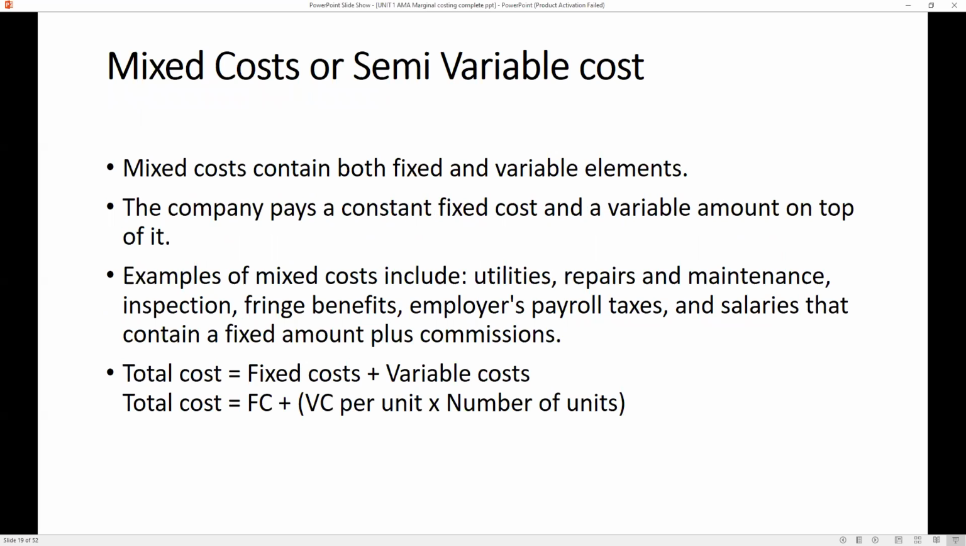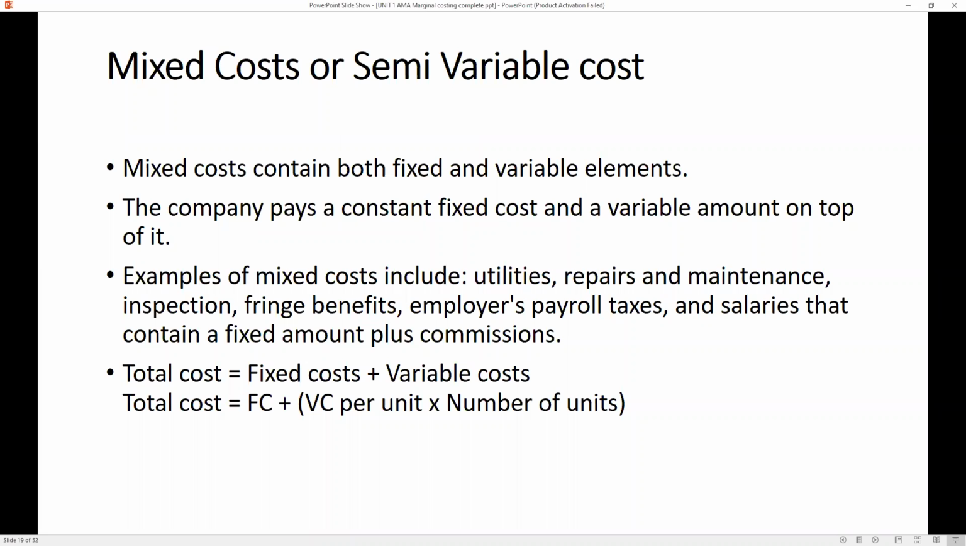Next, mixed cost, or we call it semi-variable cost. So mixed cost contains both fixed and variable elements. It's a combination. That's why we call it semi-variable. It is neither fixed nor variable. So the company pays a constant fixed cost and a variable amount on top of it. Examples of mixed cost include utilities, repairs and maintenance, inspection, fringe benefits, employers' payrolls, and salaries that contain a fixed amount plus commission.